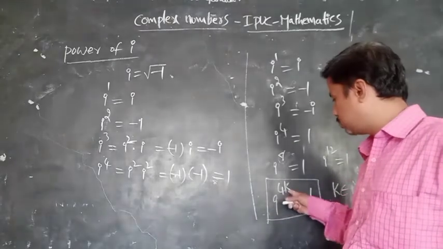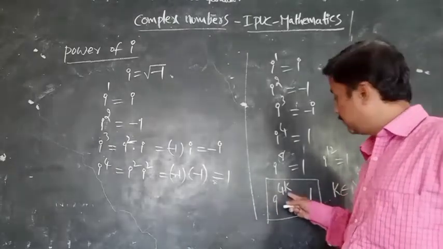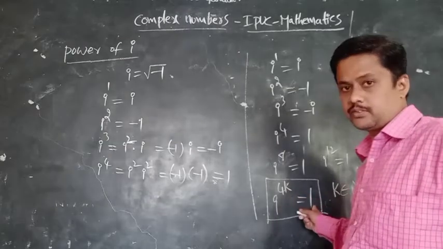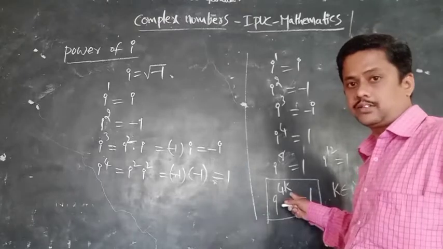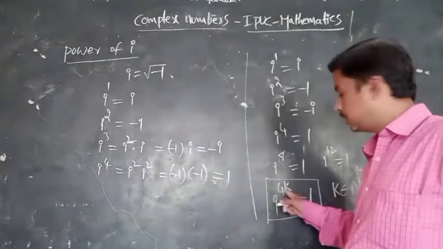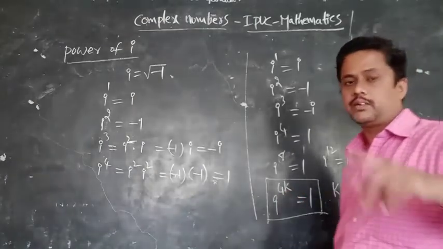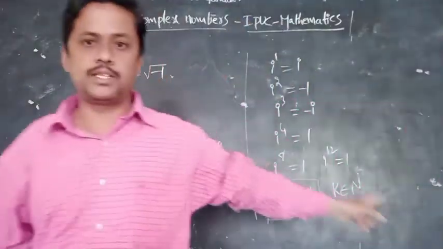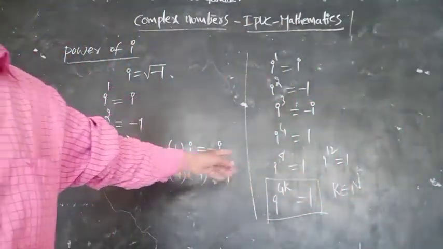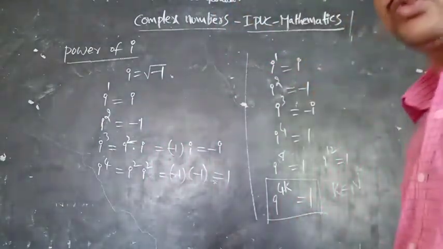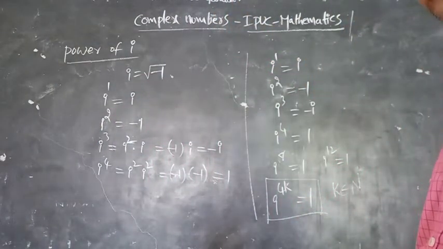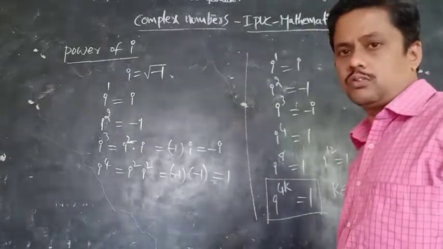If k equals 1, i to the power of 4. If k equals 2, i to the power of 8. If k equals 3, i to the power of 12, like that. So for a multiple of 4, what is the result? This is a very important formula: i to the power of 4k is equal to 1.